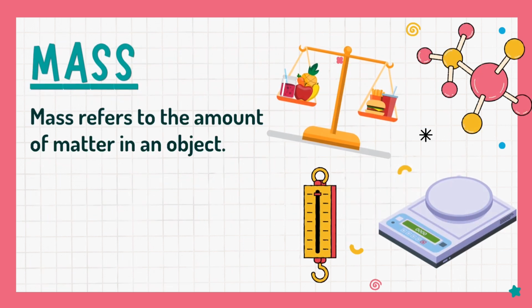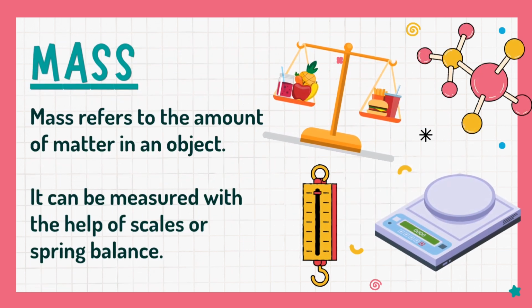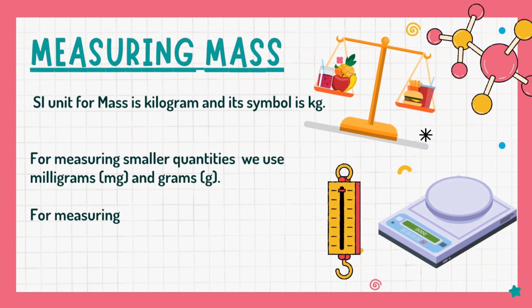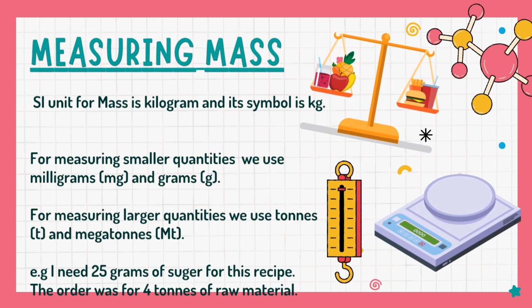Mass. Mass refers to the amount of matter in an object. It can be measured with the help of scales or even a spring balance. The standard unit for mass is the kilogram and its symbol is kg. For measuring smaller quantities, we use milligrams, mg, and grams, g. For measuring larger quantities, we use tons and megatons.